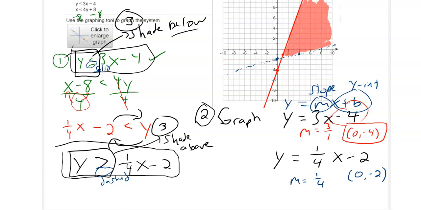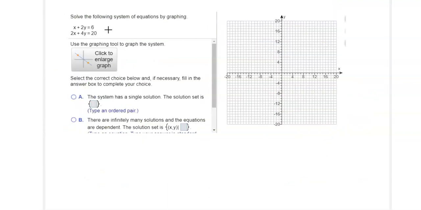All right, let's look at the next example here. So here, this is not an inequality. These are equations, and they want us to solve this system of equations by graphing. So again, we want to graph both of these equations. We have x plus 2y is equal to 6. We have 2x plus 4y is equal to 20. Because these are not inequalities, I don't need to solve these for y. Not that it would be so bad to do that. I think these would work out pretty nice still, but it's not required. We don't have to solve these for y.